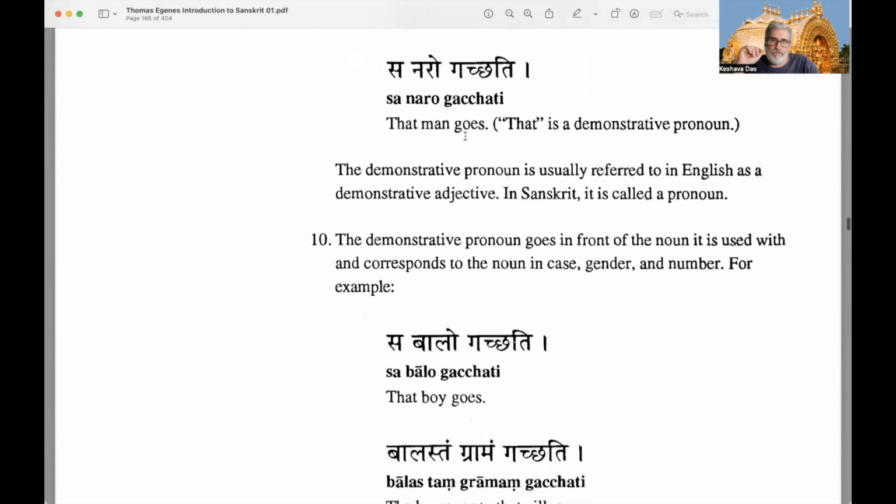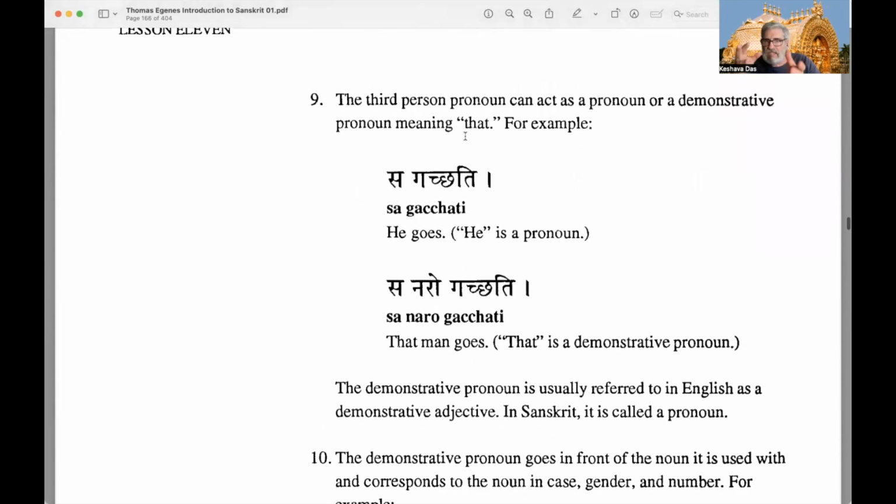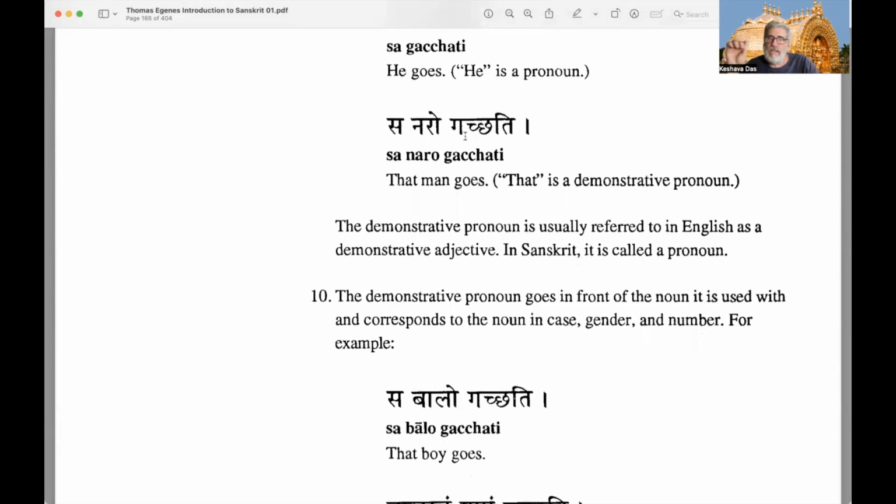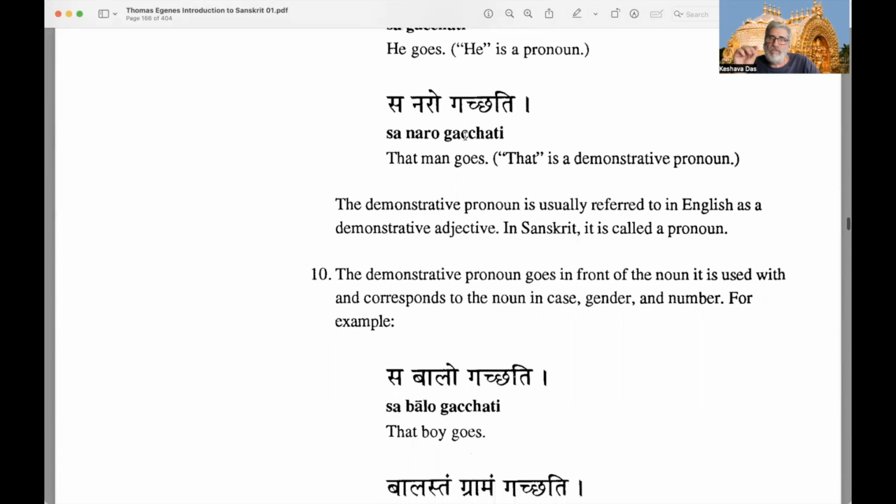All right, so let's keep going. So he is explaining how we could translate the third person masculine, feminine, or neuter pronouns as demonstrative pronouns, as that. Okay, so we have sa naro gachati, which becomes saha naraha gachati when we break the sandhis, and it means the man goes, but saha there doesn't mean he, it means that man goes. He becomes translated as that man goes, a demonstrative pronoun. The demonstrative pronoun is usually referred to in English as a demonstrative adjective. In Sanskrit, it's called a pronoun. So don't get confused here, right?